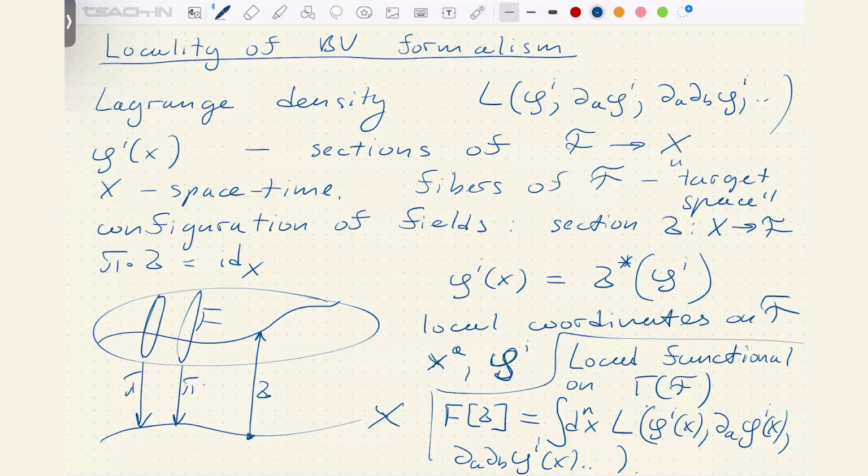Then we say that this capital F is a local functional, and a local field theory, classical, is a field theory whose action is a local functional, or equivalently, its Lagrangian density is a function of fields and a finite number of their derivatives taken at the same point. So you can't have dependence on an infinite amount of derivatives, or dependence on values of fields in different points. Then we speak about non-local theories.